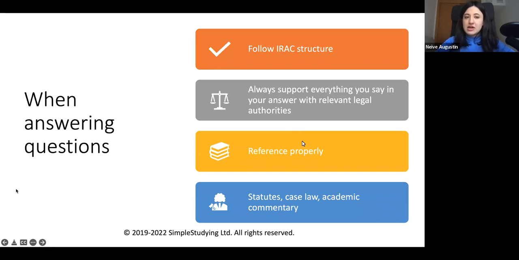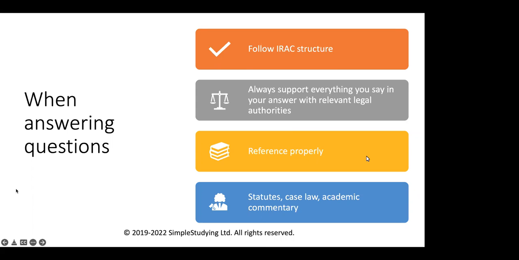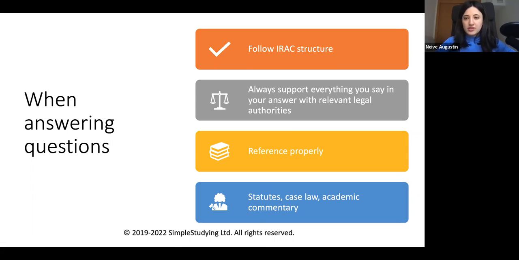When you're answering questions, you need to follow the IREC structure. And I've seen a lot of students who do not support what they say with relevant legal authorities, which can be very bad for your mark. Whatever you say, it should be supported with a relevant legal authority. It has to be either a statute or a case if it's a problem question, and you need to reference it properly. If you do not reference, you're going to lose marks.